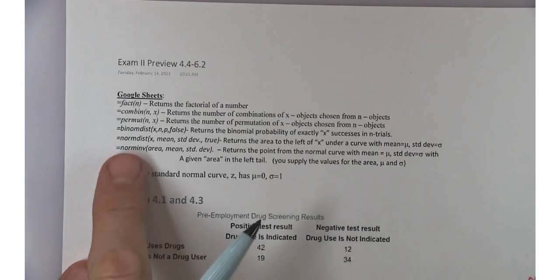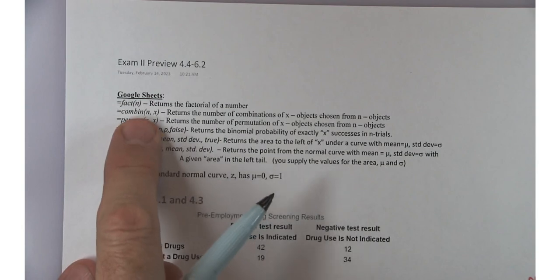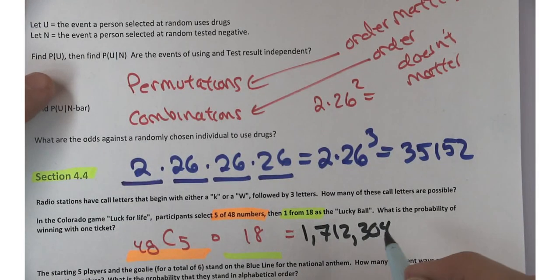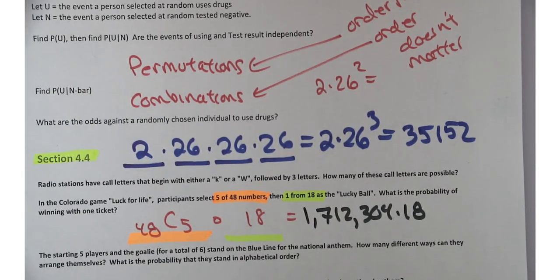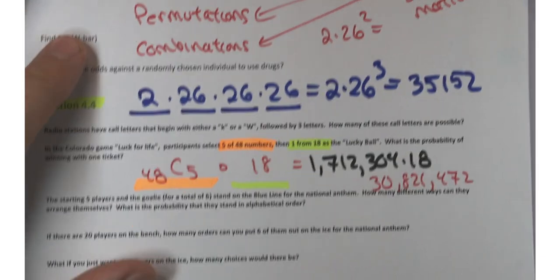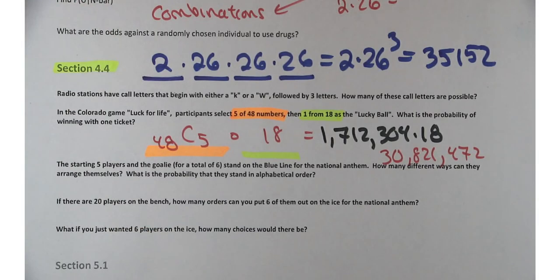The calculation is up here. It's COMBIN. It'd be 48, comma 5. Gives you this times 18 for a very nice, neat 30,821,472. Yay. So that's an example where the order doesn't matter.